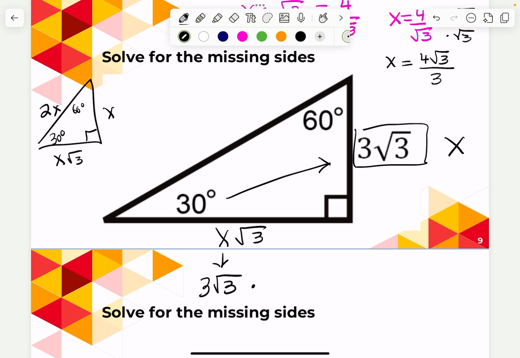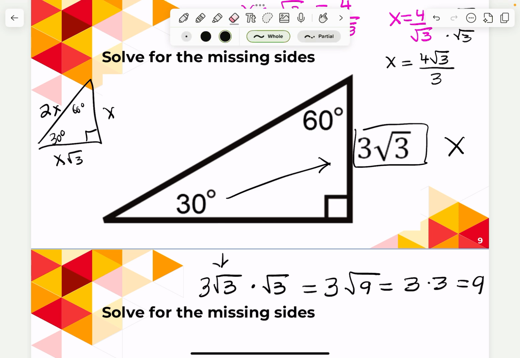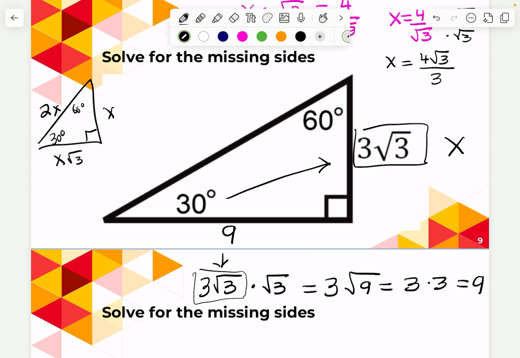So it's 3 root 3 times root 3, which is 3 times root 9, which is 3 times 3, which is 9. So this side over here, everybody, is just the number 9. Because remember, the one opposite of 60 is x times root 3, and our x is this part right here. And then our hypotenuse is twice as large as the side opposite of 30. So this is 6 root 3, and I'm done.